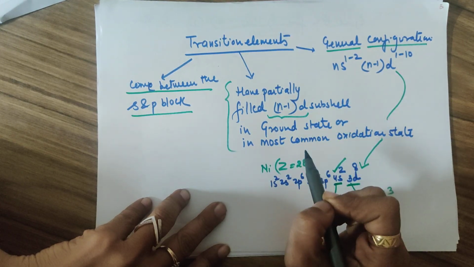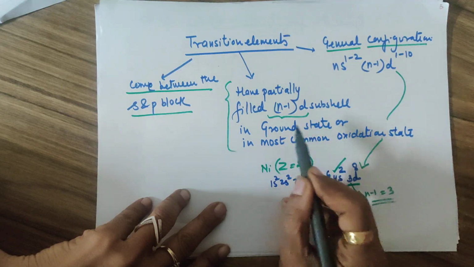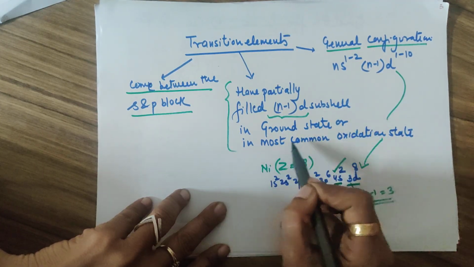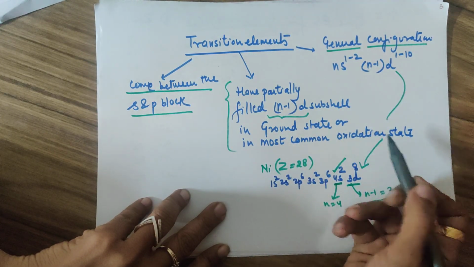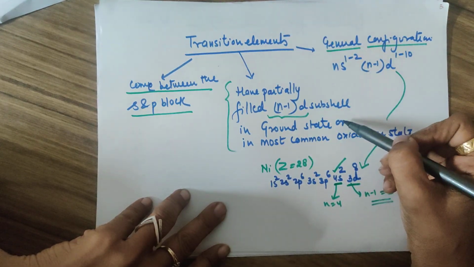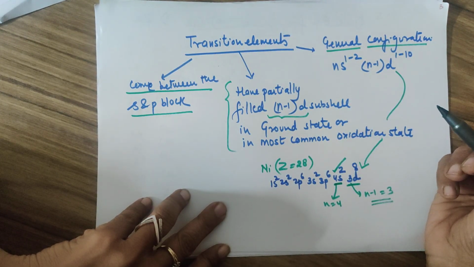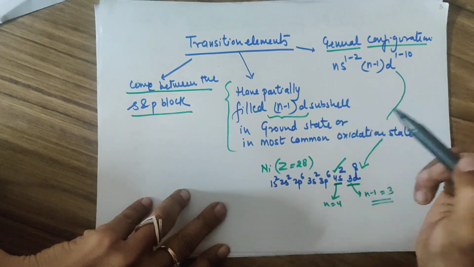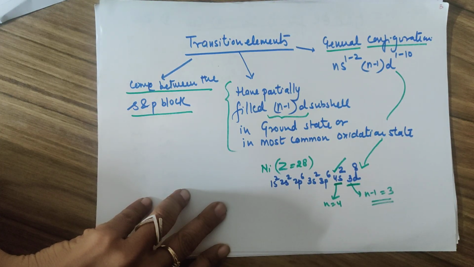I just explained what we mean by n-1. In their ground state, or in their most common oxidation state, this is the type of configuration we are expecting. Only then will it be called a transition element.